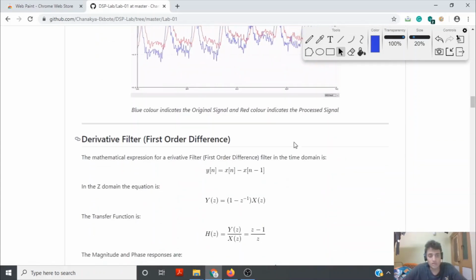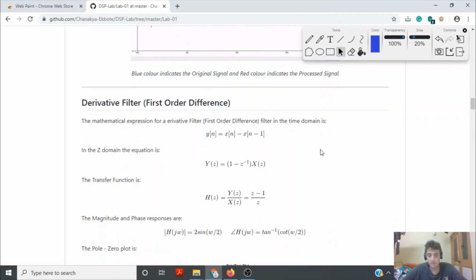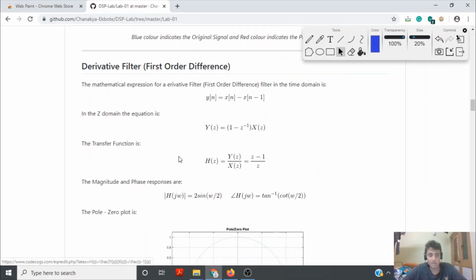Now, what is a derivative filter, first order difference? A derivative filter, first order difference, is a high pass filter whose mathematical expression can be observed here. In the Z domain, the equation is this and the transfer function is this. So it has one zero, and that zero is present at z is equal to 1, and one pole which is present at z is equal to 0.